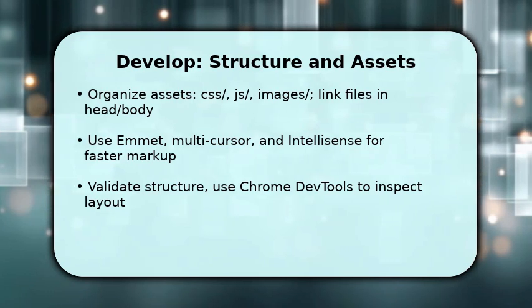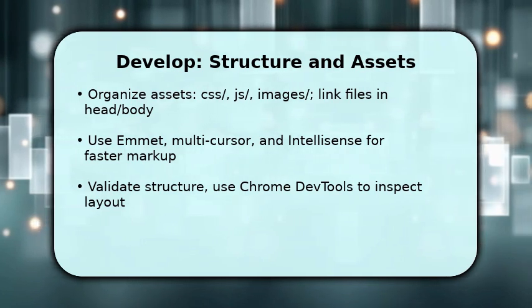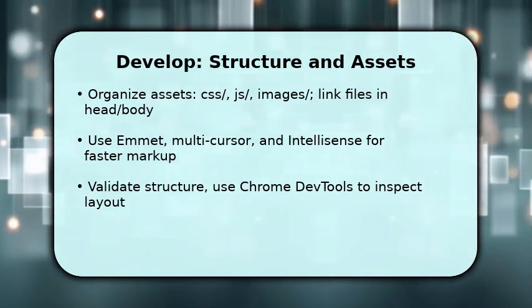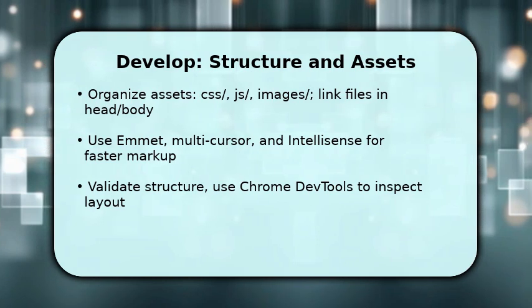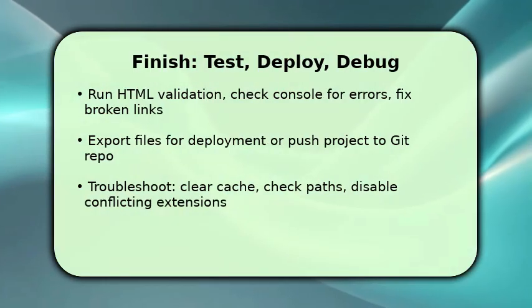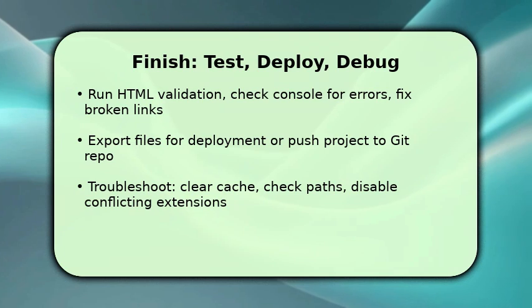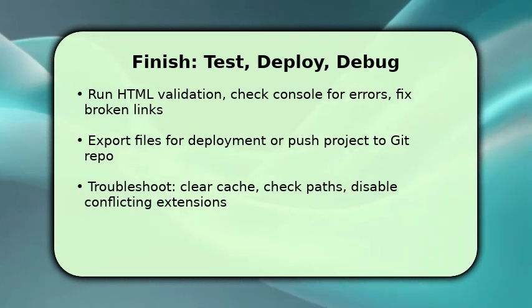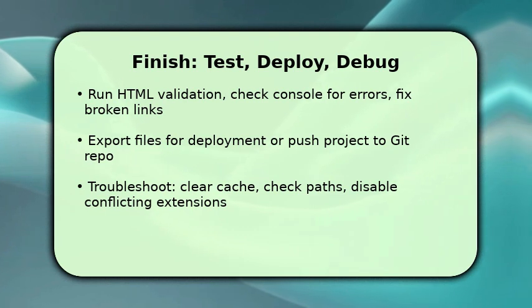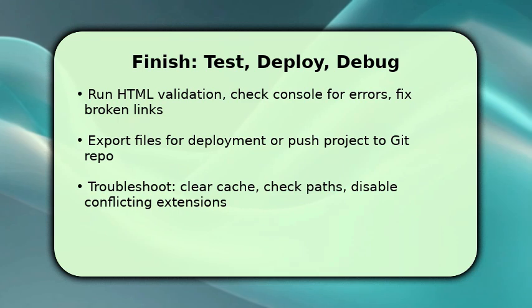Once your HTML is in place, open DevTools to inspect elements and test responsive behavior. Make sure to save frequently and watch Live Server reload. This feedback loop shows why organizing assets finish by validating HTML and running manual tests across viewports. You should click links, submit forms, and confirm images load. Once satisfied, prepare files for deployment or commit to Git and push to your remote repository.